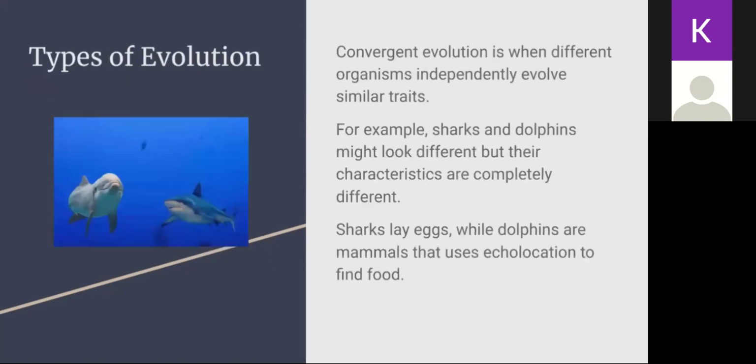The first one is convergent evolution, and convergent evolution is when different organisms independently evolve similar traits. For example, sharks and dolphins might look similar, but their characteristics are completely different. Sharks lay eggs, while dolphins are mammals that use echolocation to find food.